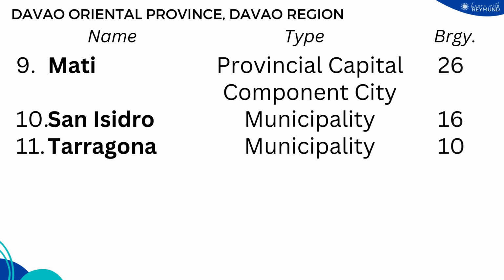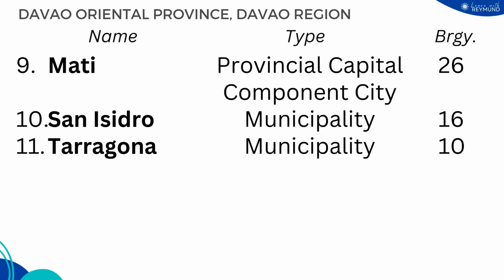We also have the provincial capital or the provincial center, the component city, Mati City with 26 barangays, the municipality of San Isidro with 16 barangays, and the municipality of Tarragona with 10 barangays.